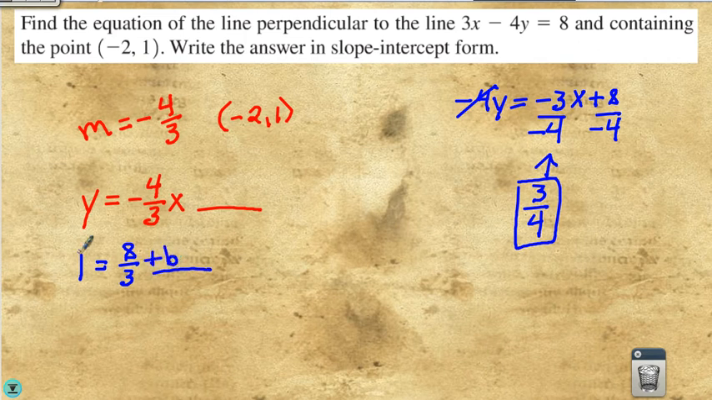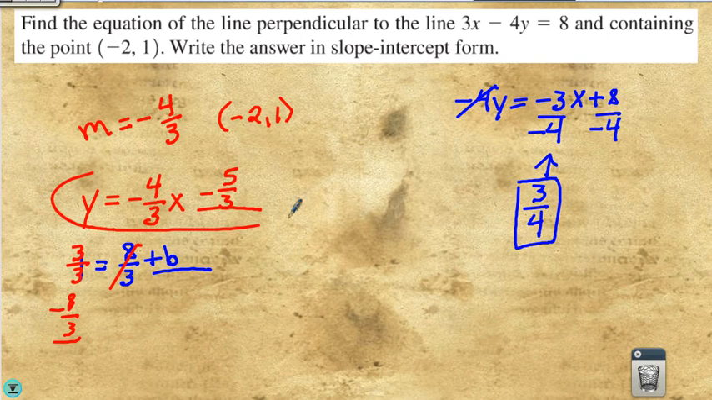Common denominator, 1 is the same thing as 3/3. Subtract 8/3, 3/3 minus 8/3 when you move it over gives you, anybody? Negative, thank you, 5/3. So y equals -4/3 x minus 5/3. Feel free to use point slope if you'd like to.